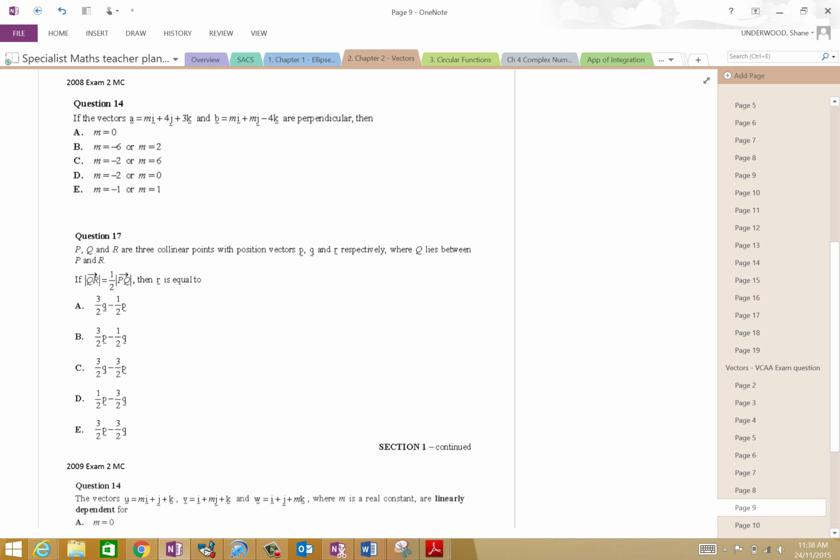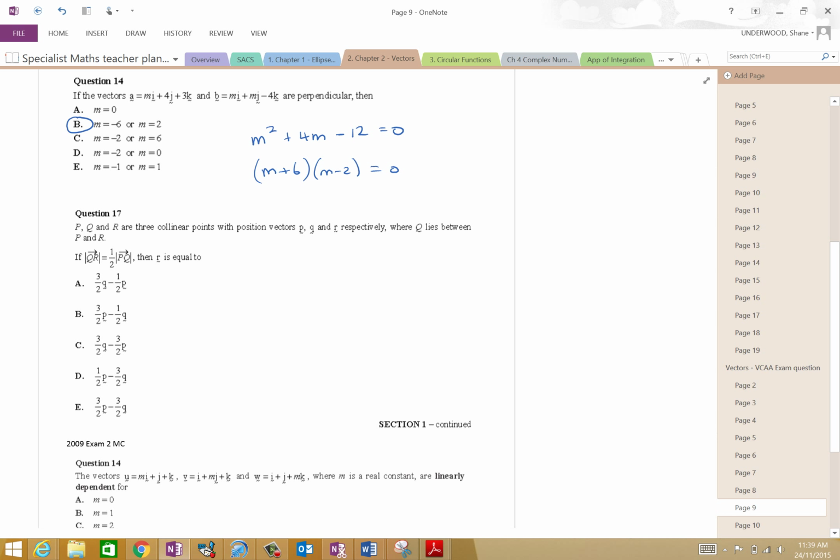If they're perpendicular, then you could say that the dot product's 0, which means that m squared plus 4m minus 12 is equal to 0. Therefore, we can solve that, can't we? What are we looking at? We're looking at 6 and 2. So we've got m plus 6, m minus 2 is equal to 0. If we factorise, m is equal to negative 6 and positive 2. Pretty straightforward, isn't it? It's not taking us very long.